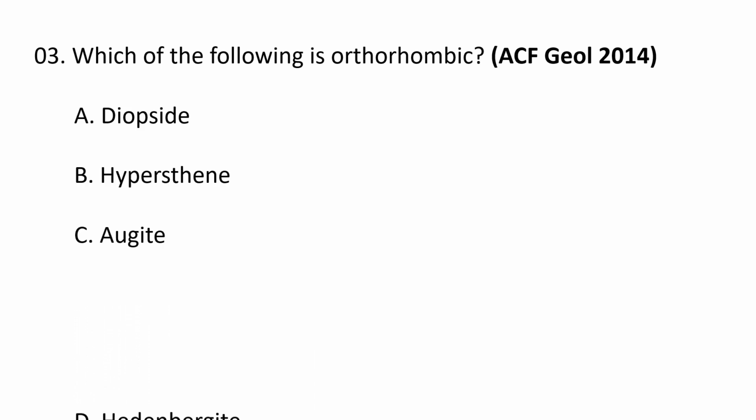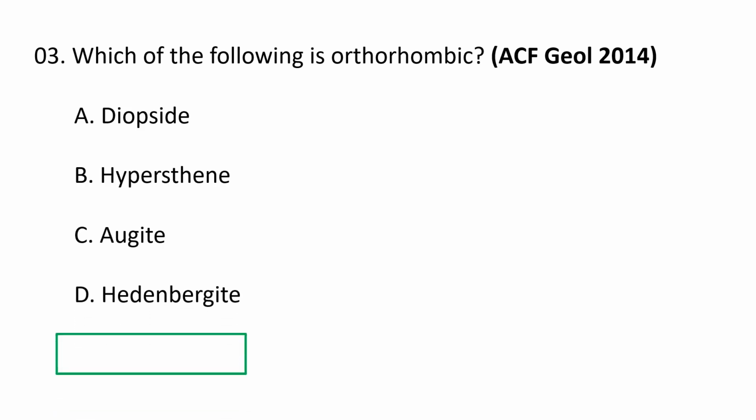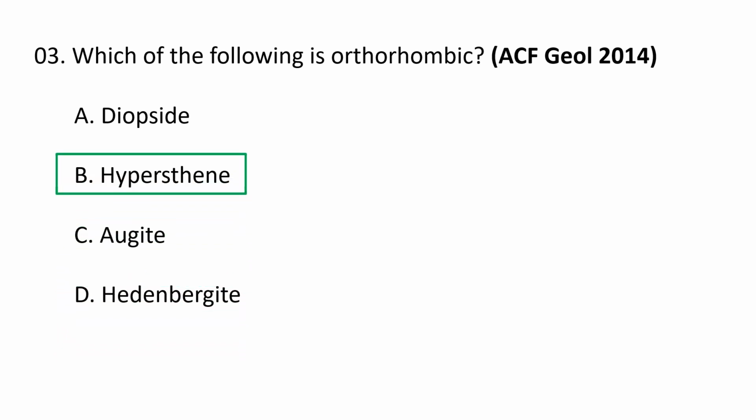A. Diopside, B. Hypersthene, C. Augite, D. Hedenbergite. So the correct answer is B. Hypersthene. Diopside is a pyroxene mineral and it belongs to monoclinic crystal system. And augite is a common rock forming pyroxene mineral and the crystals are monoclinic and prismatic. And Hedenbergite is an iron rich end member of the pyroxene group and it belongs to monoclinic crystal system.